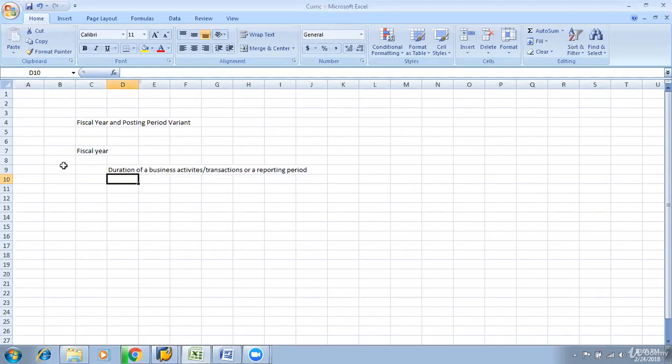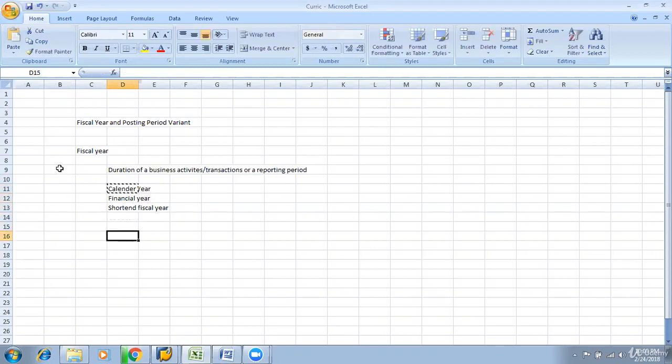In general, there are two types of fiscal years: one, a calendar year, and a financial year. What is the difference between both of them? In fact, strictly speaking, there are actually three. The third is the shortened fiscal year. I shall let you know what these are one by one.